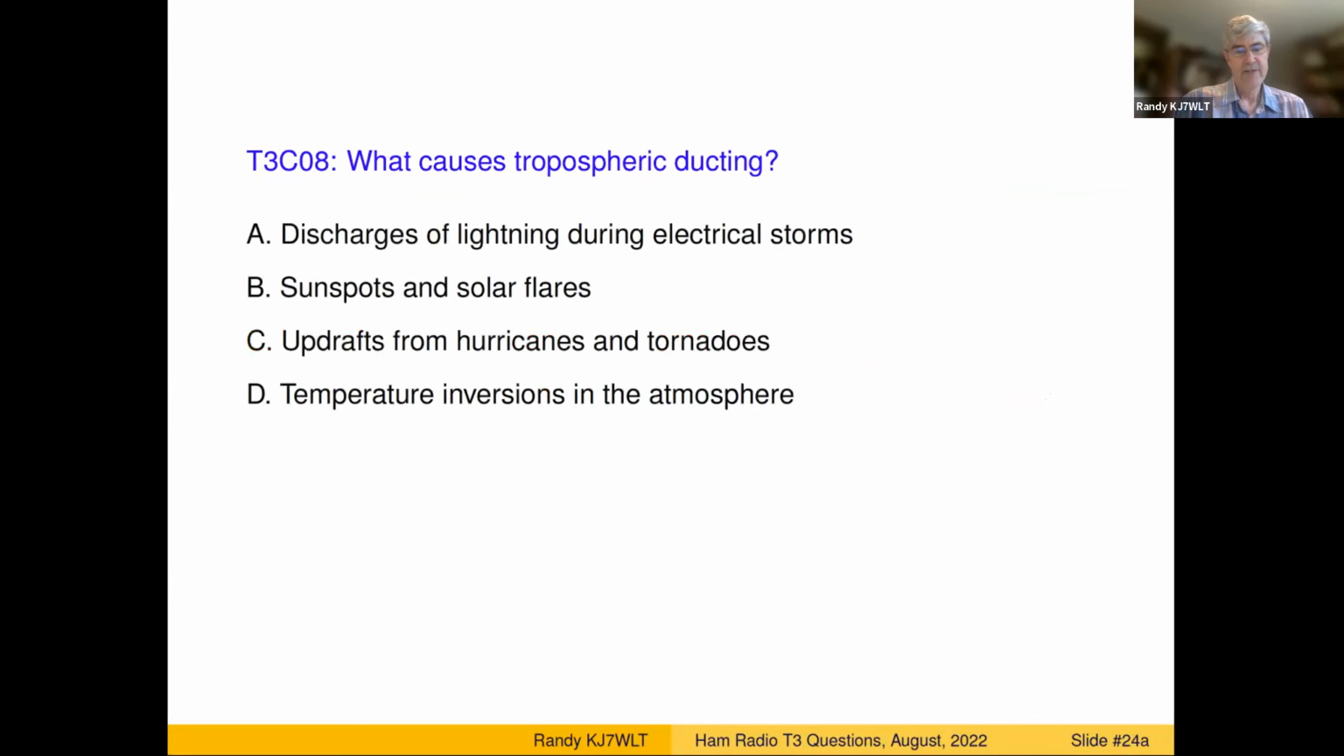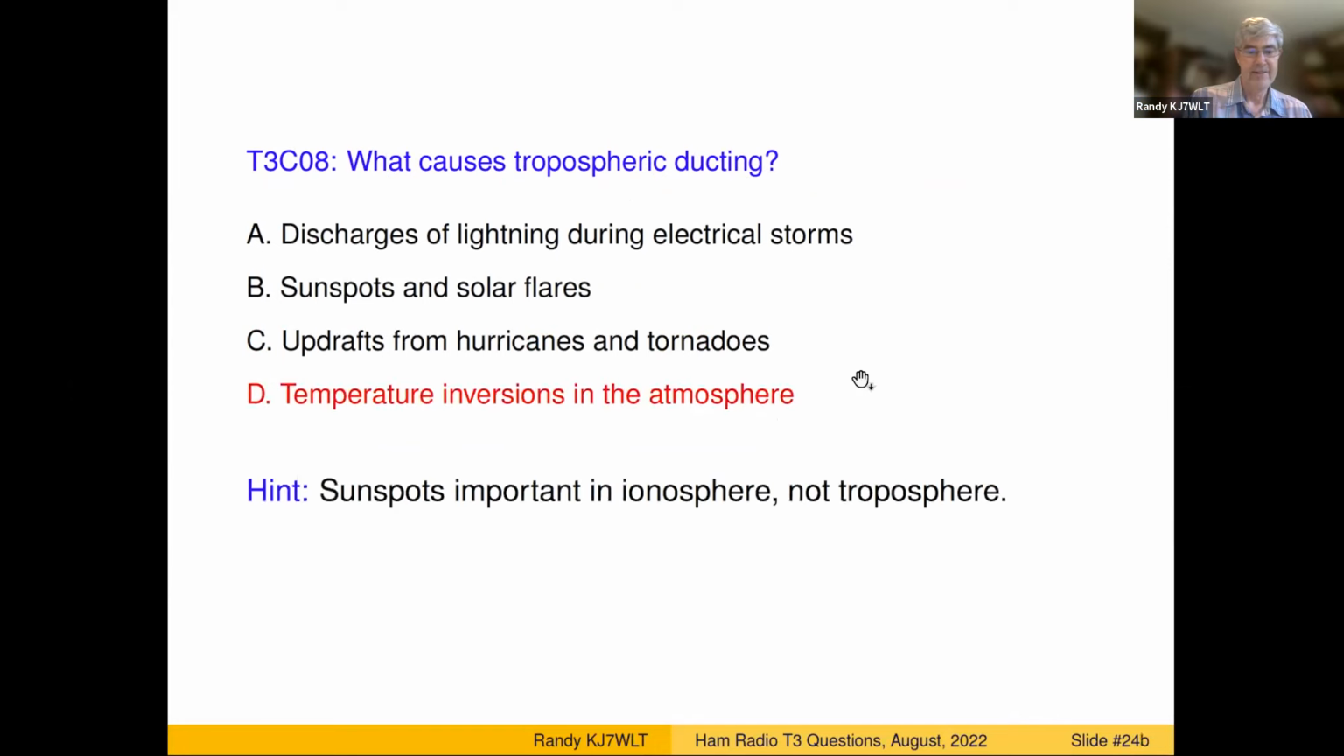And then there's one question that refers not to the ionosphere, so don't get confused with this. This is what causes tropospheric ducting. The troposphere is lower down in the atmosphere where weather is going on. And here you just have to remember, I think, that the right answer is it's temperature inversions in that part of the atmosphere that cause tropospheric ducting, which is when you can have waves that bounce back and forth within the troposphere and can travel long distances.